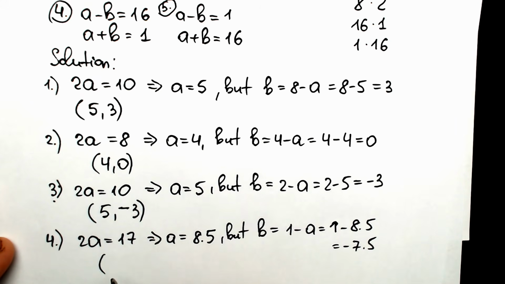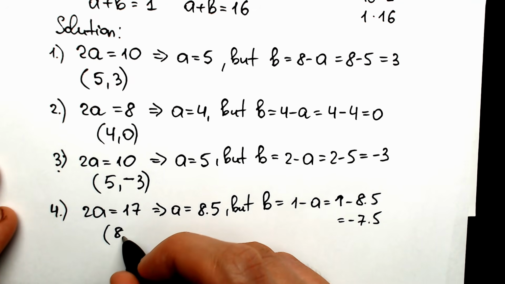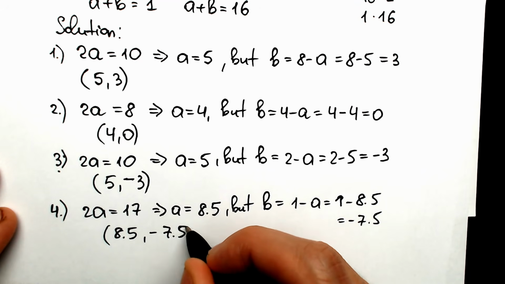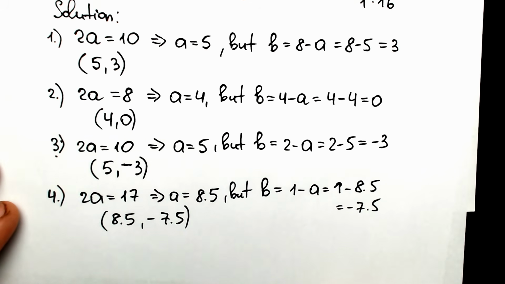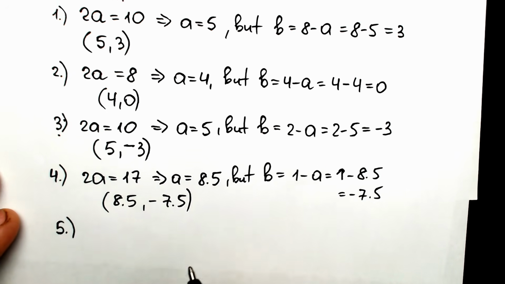This is our fourth pair. We have 8.5 and minus 7.5. Okay, so let's go next. And the last system of equations, we have the fifth one.